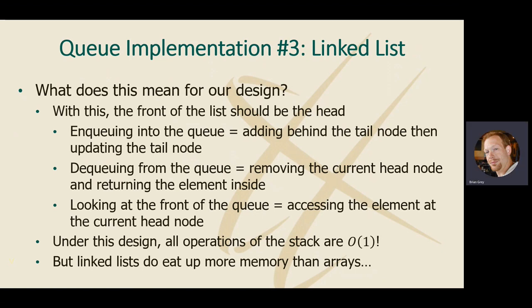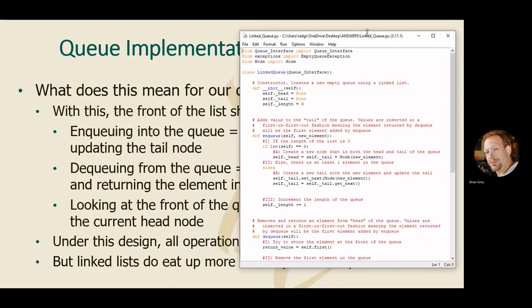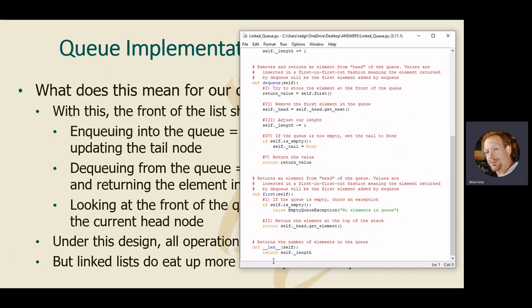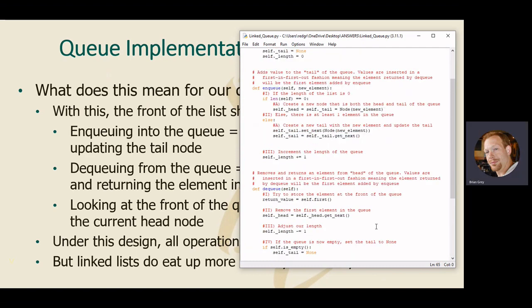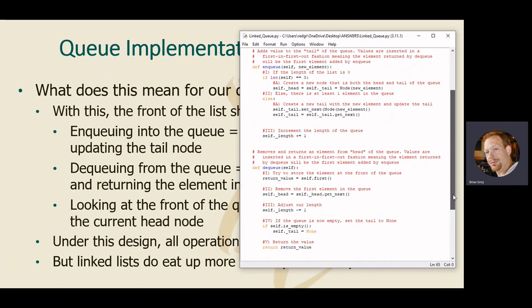But like before, we can take a look at the code. We're going to have to import our node. We need a head, we need a tail, we need a length, okay? Our length is our length. That's easy. The first looks just like before, except we're just going to get the head.get element, right? If it's empty, we raise an exception. Otherwise, we get the element, okay? Now let's look at the two interesting cases. We'll look at enqueue and dequeue.